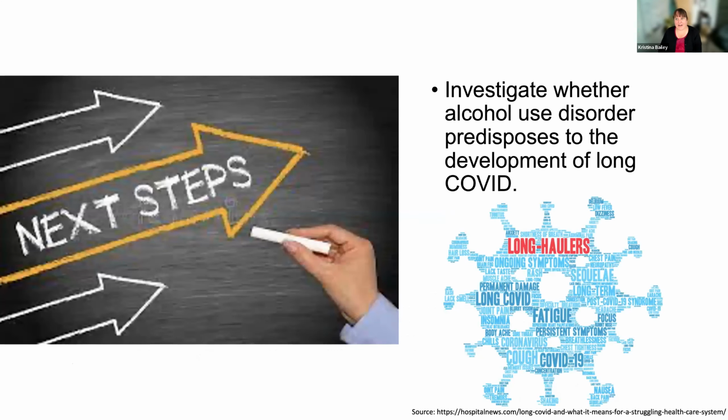So what are our next steps? I think we've convinced ourselves that those with alcohol use disorders have more severe COVID-19 infection. And one of the things that we're curious about is whether those with alcohol use disorder are also predisposed to the development of long COVID. Certainly a risk factor for developing long COVID is having more severe disease early on. So this is something that our team is going to continue to look at.